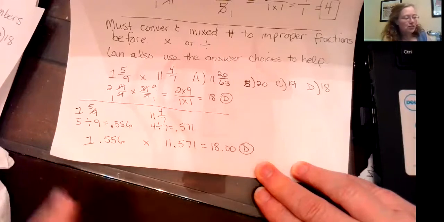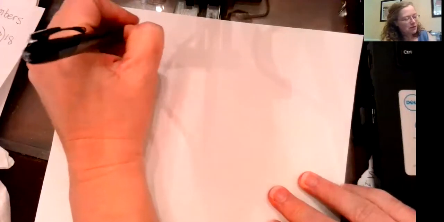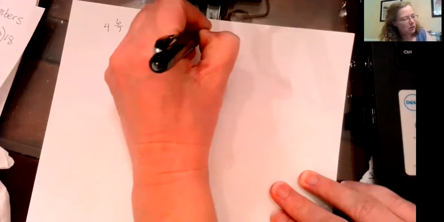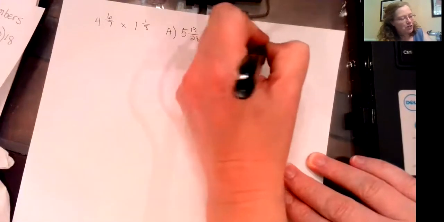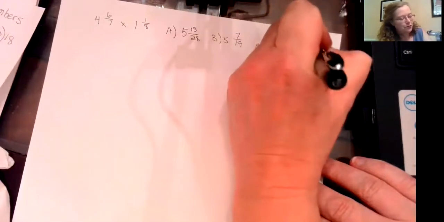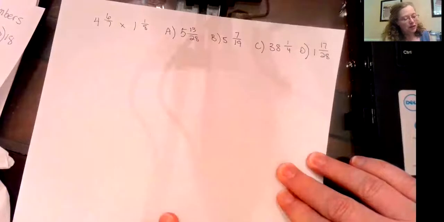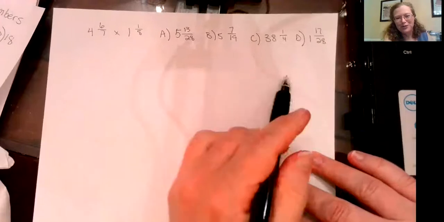We're going to look at another example and see how this can work. Let's take a look at 4 6/7 times 1 1/8. And our answer choices, we've got a few, well, 2 that start with the number 5. So if our final answer ends up being 5 point something, then we will evaluate those 2 possible mixed numbers. If not, if it starts with a 38 or a 1 point something, then we know it'll be one of those 2 answers.